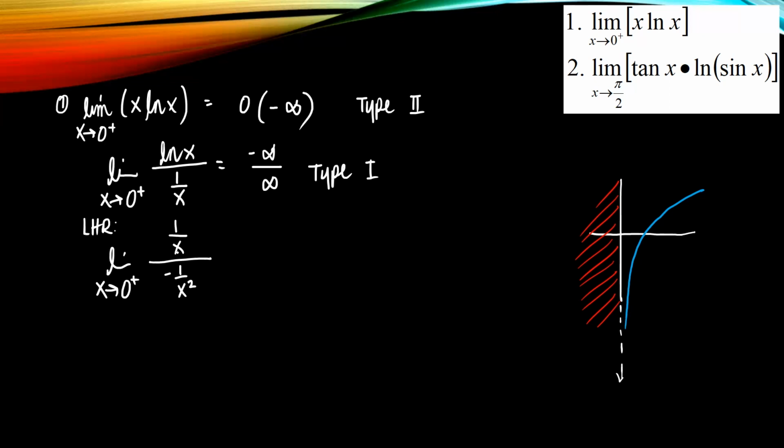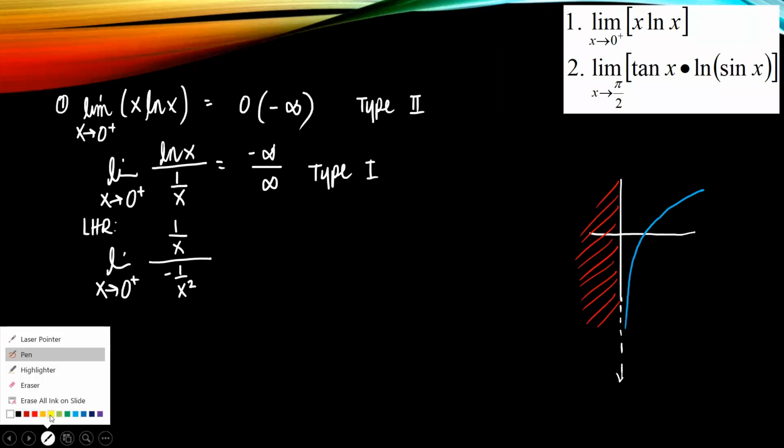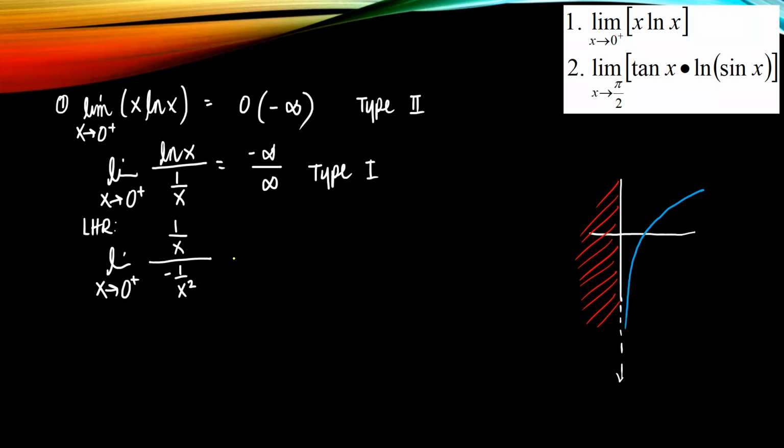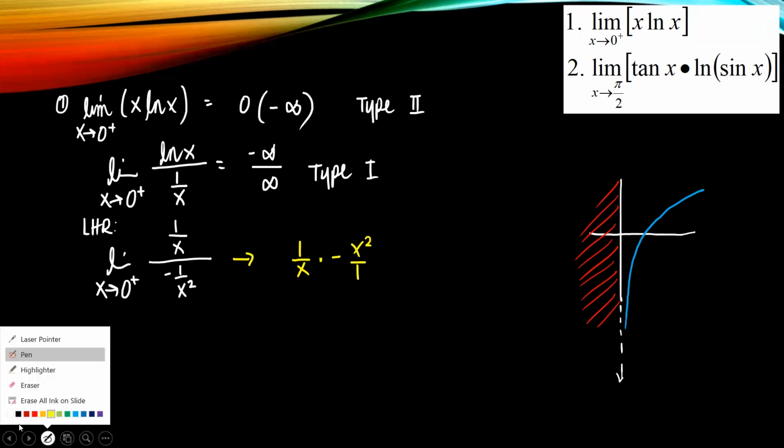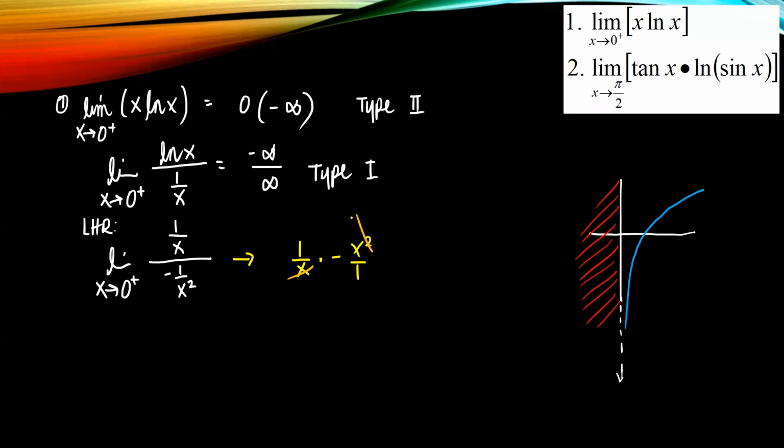I would recommend, guys, that even before you plug in everything, maybe we can arrange this. This one could be arranged in 1 over x times negative x squared over 1, right? So that means when I apply the 0, it's just negative. The answer is 0 pala. So that means even before you apply the limits, maybe you can simplify the terms. So it makes your life easier.